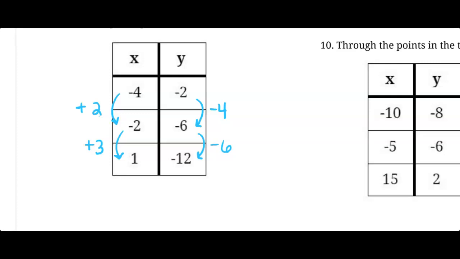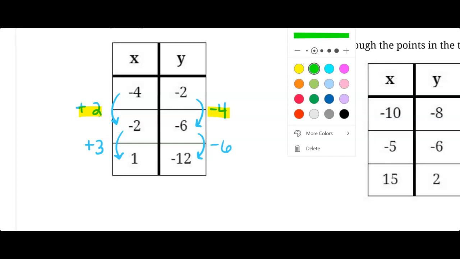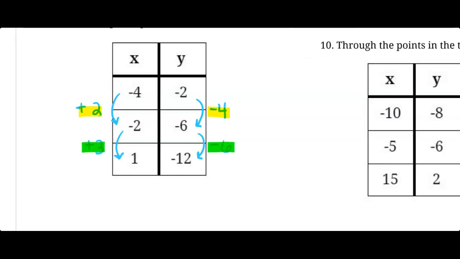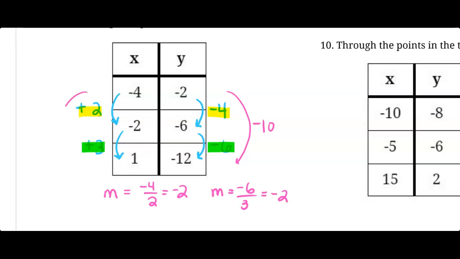But I can see if I do -4 divided by 2, I get -2. And if I do -6 divided by 3, I get -2. So it is a constant rate of change. So my m is equal to -4 over 2, which is -2. Or you can think of it as m is equal to -6 over 3, which is also -2. You could have also gone from -2 to -12, which is -10, and -4 to 1, which is +5, which would still give you a -2 slope.